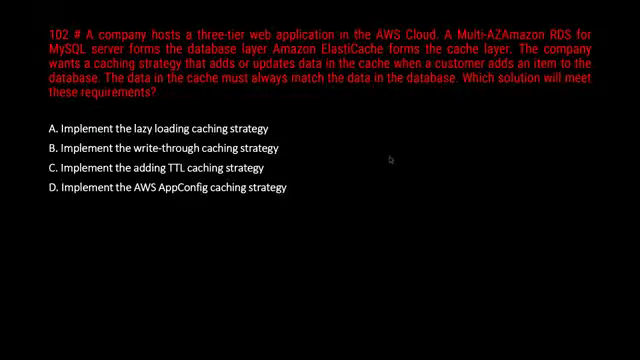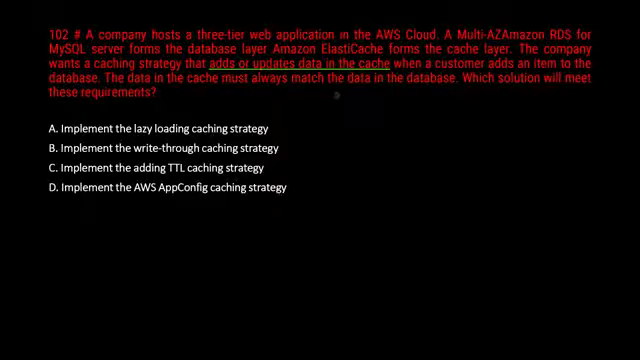A company hosts a 3-tier web application in the AWS cloud. The multi-AZ Amazon RDS for MySQL server forms the database layer. Amazon ElastiCache forms the cache layer. There go our 3 tiers. The company wants a caching strategy that adds or updates data in the cache when a customer adds an item to the database. The data in the cache must always match the data in the database.